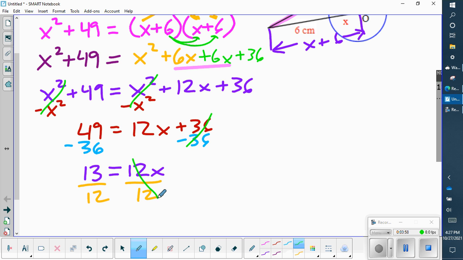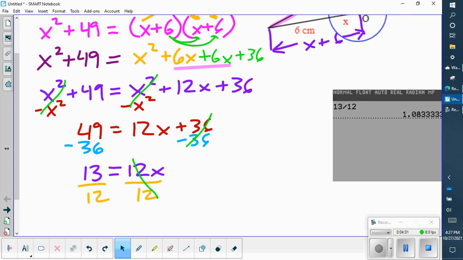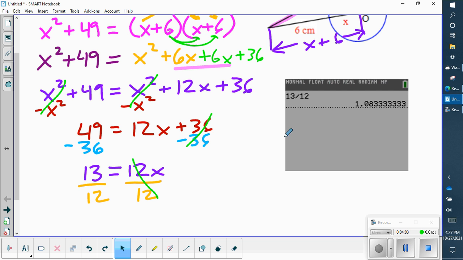This goes away. Now it's a calculator problem. I already pre-typed this into my calculator. The question says round to the nearest tenth. The tenth is 1 decimal place. So I look at that 0 and decide, does it stay a 0 or does it turn into a 1? And that 8, if it's 4 or below, I leave it alone. If it's 5 or above, it goes up. So my final answer here is x is approximately equal to 1.1. Final answer.